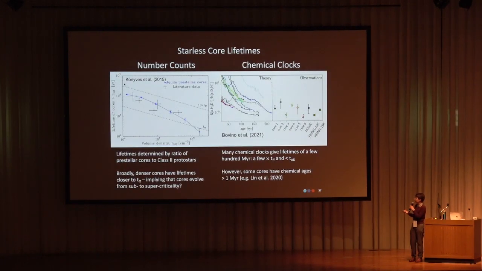There's two ways of doing this, one of which is through number counts. Typically, you just count your pre-stellar cores, count your class 2 protostars, which are evolving on the Kelvin-Helmholtz timescale, and infer from that an age for your pre-stellar cores. Broadly, denser cores have lifetimes close to the free-fall time, which might imply that they evolved from sub to supercriticality. We can also use astrochemical models. Many chemical clocks give lifetimes for cores of a few hundred megayears, so a few times the free-fall time, but shorter than the ambipolar diffusion timescale, although there are exceptions.